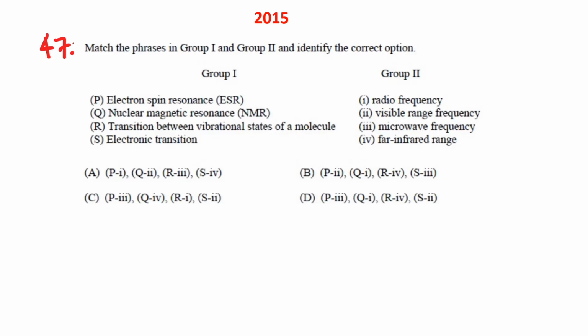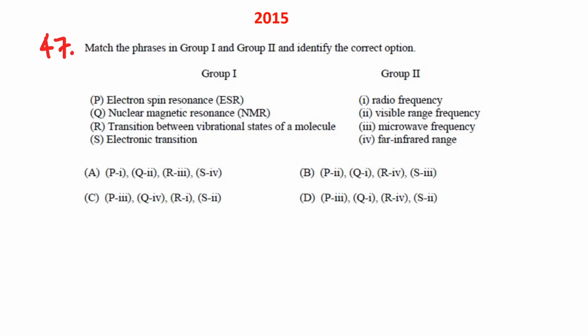So in this question we have to match some spectroscopic techniques given to us in group 1 with their respective frequency. So first one is electron spin resonance. Electron spin resonance is basically when you have an atom, or if it has a lone pair of electrons.